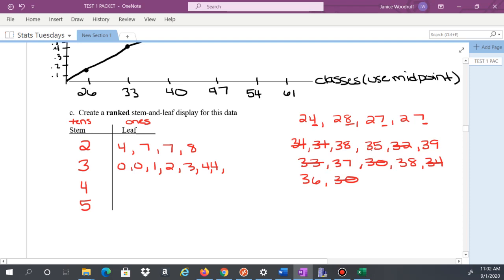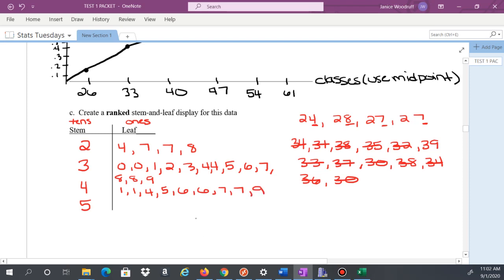35. There we go. Getting a little finicky here. 36, you've got a 6. 37, got a 7. You have an 8 and you have a 9. Wait, there should be 2 8s. 2 8s and a 9. All right, so there's your 3s, then your 4s. You have 2 41s, so you should have a 1 and a 1. You have a 44, a 45, so you have a 5 there. You have 2 46s, 2 47s, and a 49.